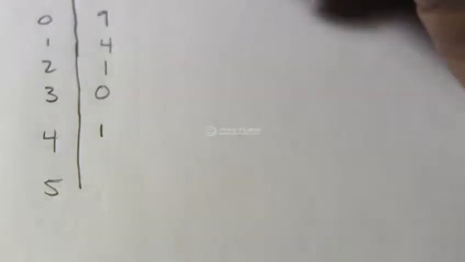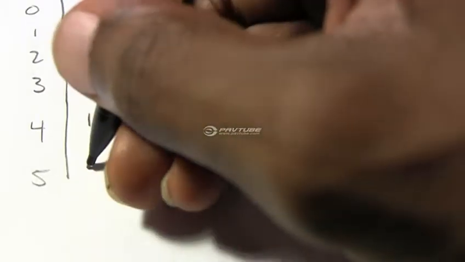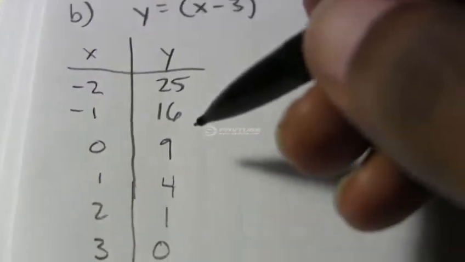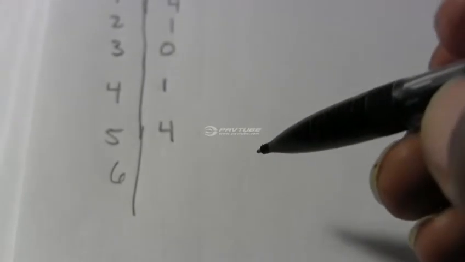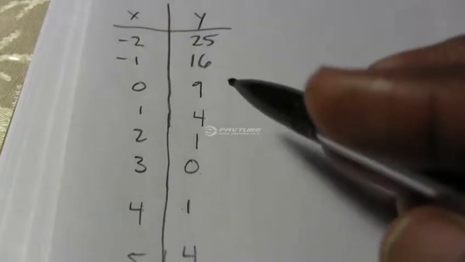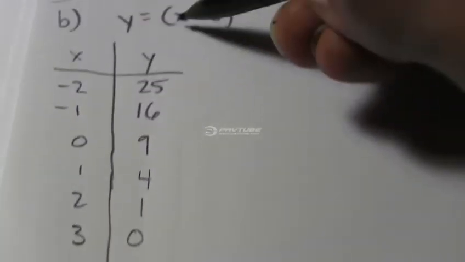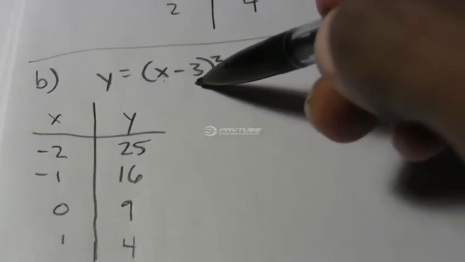So 3 minus 3 is 0, right? 0 squared is 0. 4, we'll do a couple. 4 minus 3 is 1. 1 squared is 1. 5 minus 3 is 2. 2 squared is 4. So you can see that we're starting to repeat. So we went from 25 to 16 to 9 to 4 to 1 to 0 to 1 to 4. If I did 6, what would you expect it to be? 9, right? So 6 minus 3 is 3.